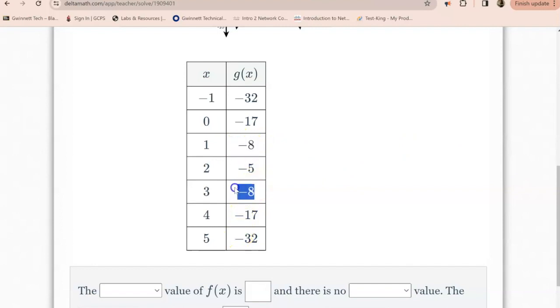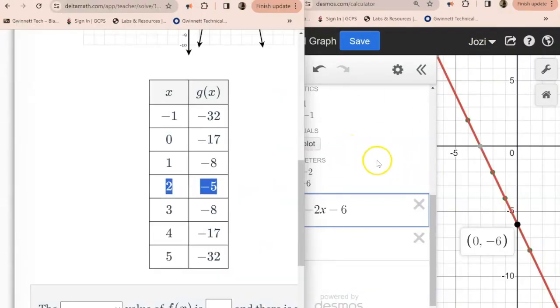See how it goes -8 right there, and then -17, right there, then -32, right there. Your vertex is going to happen in between that, so it's most likely to be -5. But again, all you got to do is put the table in decimals and then look at it and see what the maximum value is.